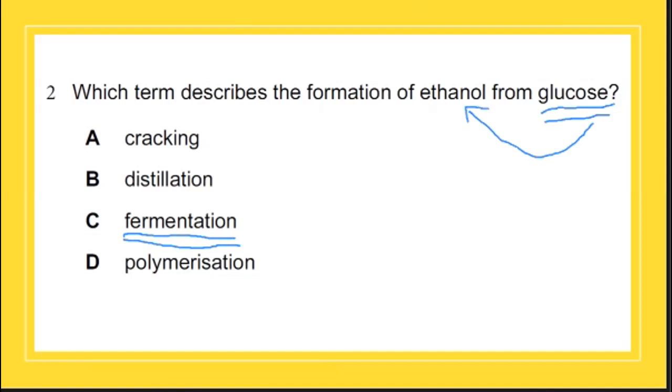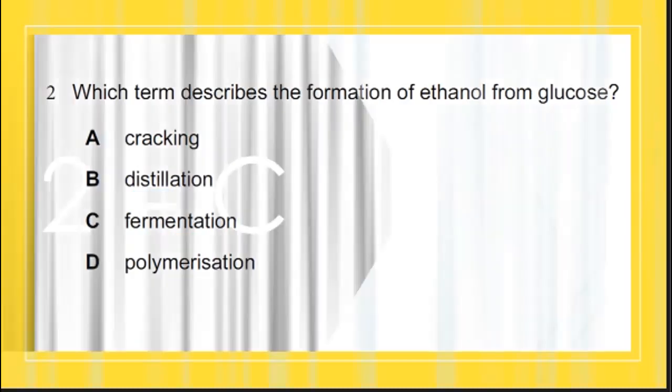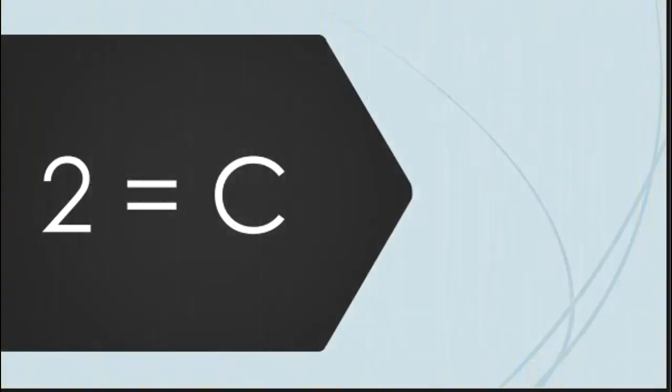So the answer to our question, which term describes it? It would be fermentation. It cannot be cracking, because cracking involves the presence of heat energy. Distillation, well, we could distill it to extract the ethanol, but the main process involved is fermentation. So the answer is C, as in cat.